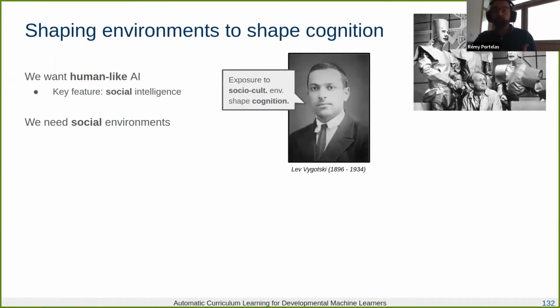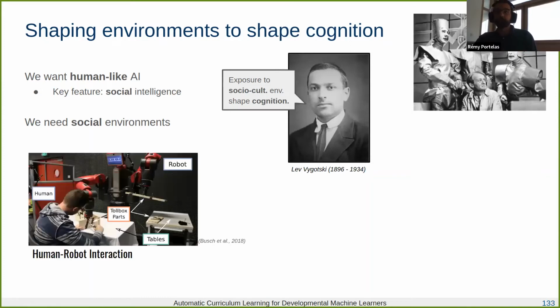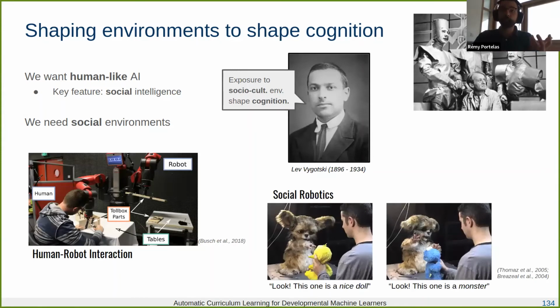And an interesting theory towards this, coming from developmental psychology, is that for humans, exposure to sociocultural environments shapes our cognition, and not the opposite. In other words, we are smart because we are social. This importance of social interactions when creating learning machines motivated entire research fields, such as human-robot interaction or the social robotics branch of developmental robotics.